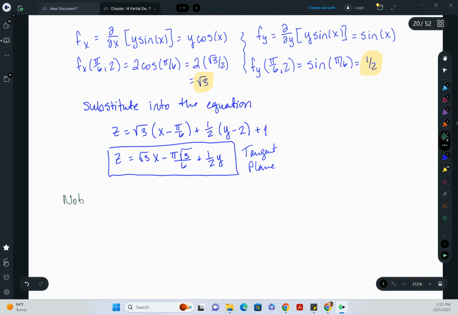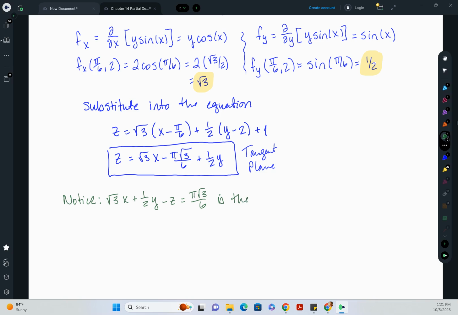All right. Now, I want you to notice something. If I was to move everything to one side of the equation and move the constant to the other side, I'm going to write that out. I would have square root 3x plus 1/2 y minus z is equal to pi square root 3 over 6. So this is standard form. So it is the standard form of a plane.